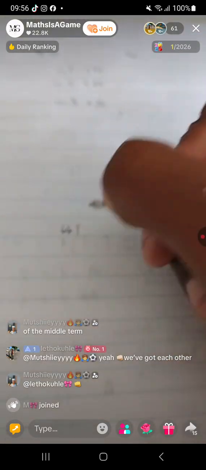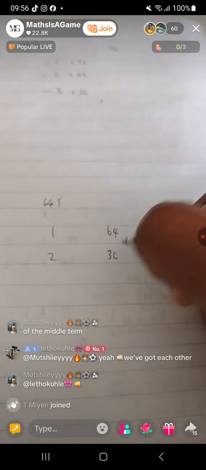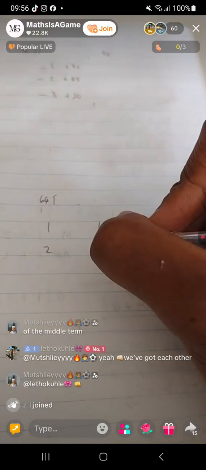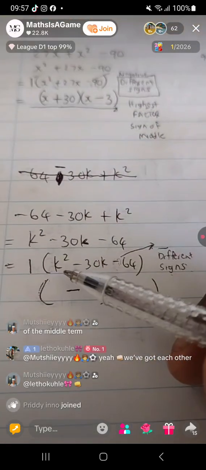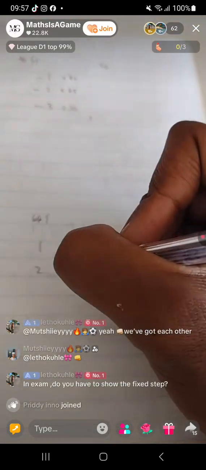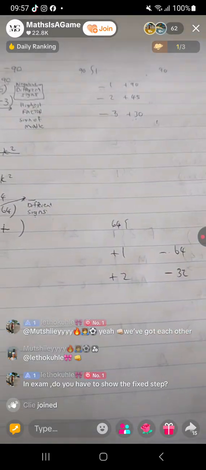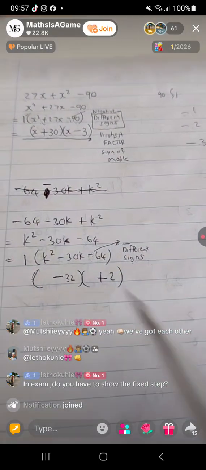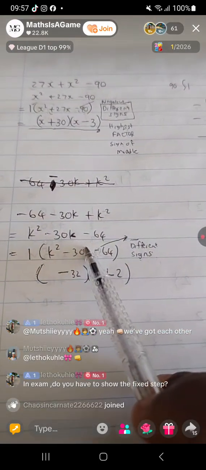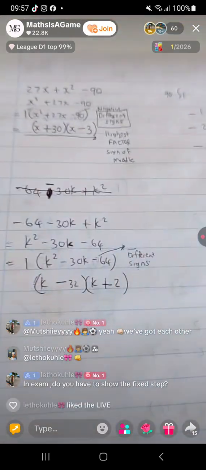So 64, guys, pair of factors, we have 1 and 64. We have 2 and 32. So already, without even going further, I'm looking at this and I'm like, ooh, highest factor is supposed to be negative. Plus. So 32 here and 2 there, because the addition gives me negative 30, of negative 32 plus 2. Then we have k and k.